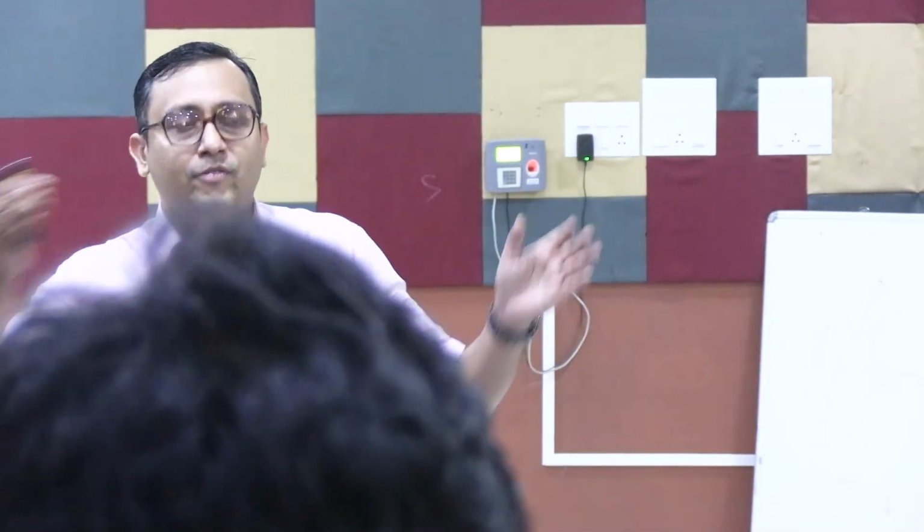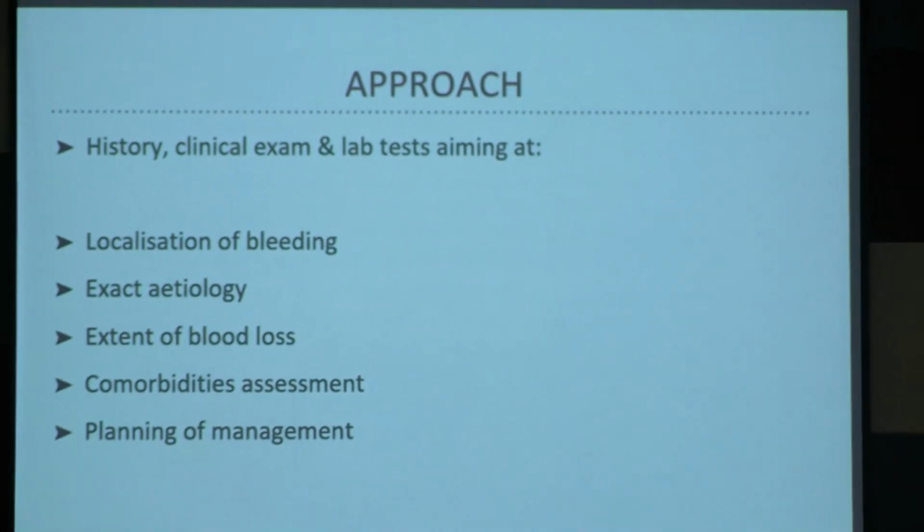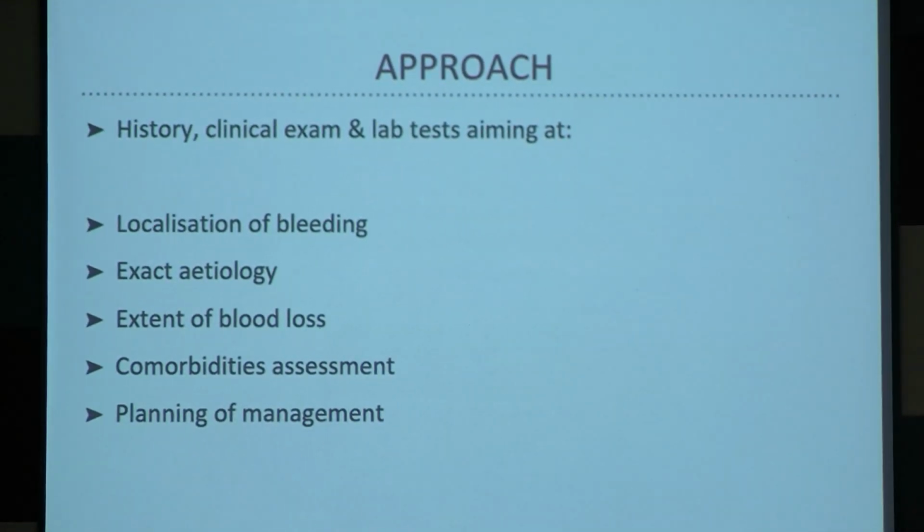Third, what are the comorbidities? Why has the disease been caused? What are the other factors in that patient? You should always remember those things. And last part, when you take a history, when you do an examination and laboratory test, your focus should always be on how to plan the management, because that is the ultimate thing that matters to the patient. Okay.